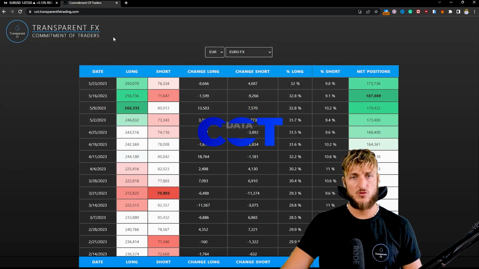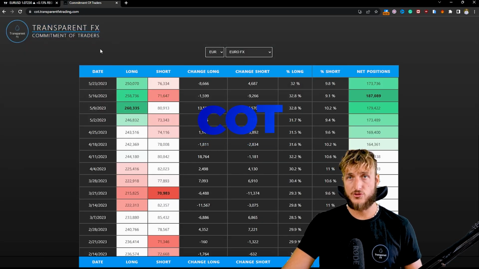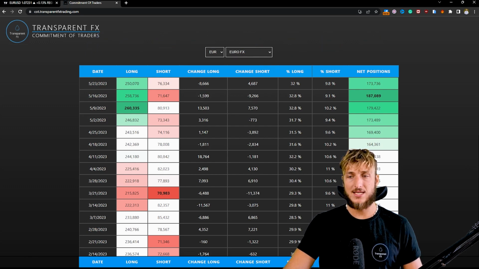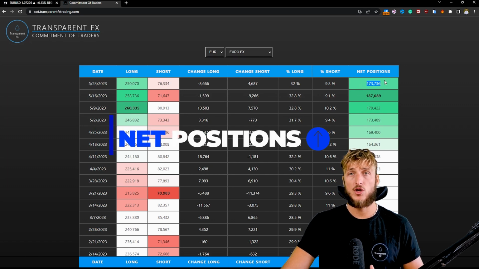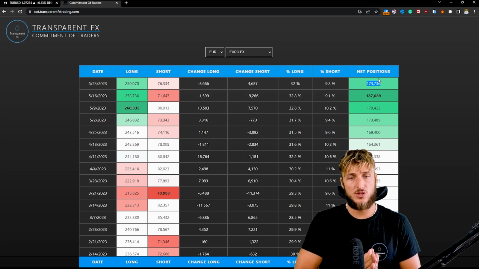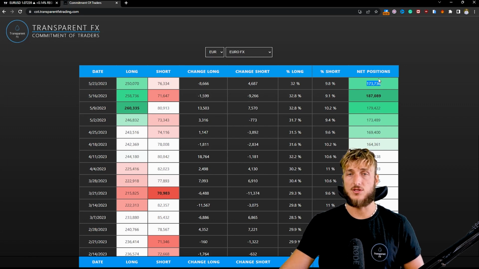Now, if we go and see what we have when it comes to the commitment of traders, so the COT data, which is what the non-commercials, the biggest speculators in the market, the big players, are doing, and we look at the net positions, we can see how with the last reports we went from 143k net positions all the way up to 173k net positions. So this shows how in the long term net positions are getting increased, showing how institutions have been increasing their longs and decreasing their shorts.